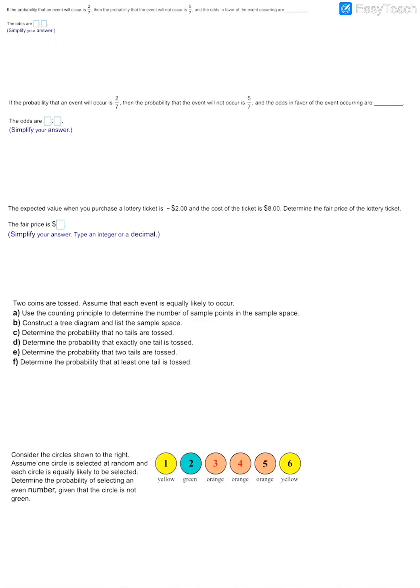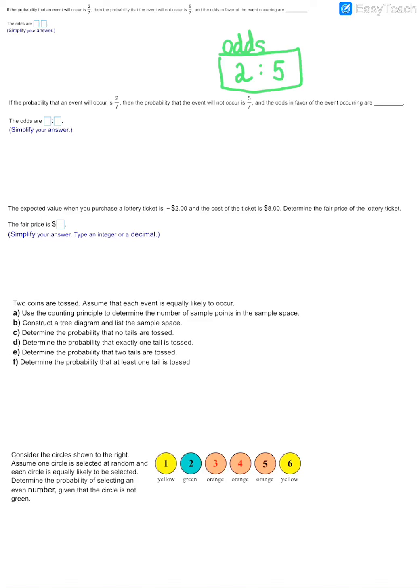Okay. In the next question, it says if the probability that an event will occur is 2/7, then the probability that it will not occur is 5/7. So what they're asking us is the odds that are in favor of the event. Okay? So if the probability that it will occur is 2/7, that means there are 2 ways that it will occur compared to 5 ways that it will not. So when we're looking at odds, you're looking at number of ways it does occur compared to number of ways it does not. So your odds would be 2 to 5.